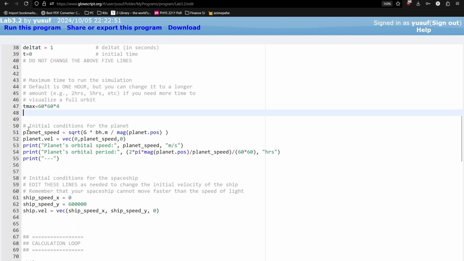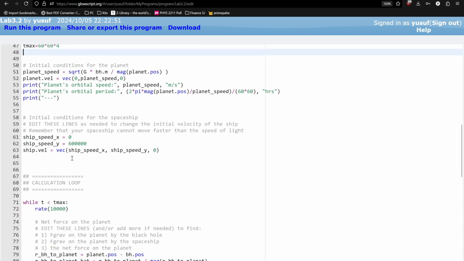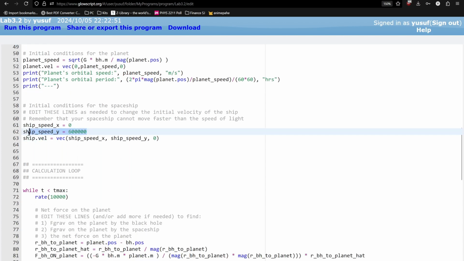Planet speed is calculated over here. Its velocity is here. I can bring that into a vector. And this is the lowest speed that I managed to get that would allow for the thing to take off without crashing or becoming absorbed by the black hole. As you can see, there's no x component involved, so we simply had to take off in the y direction.